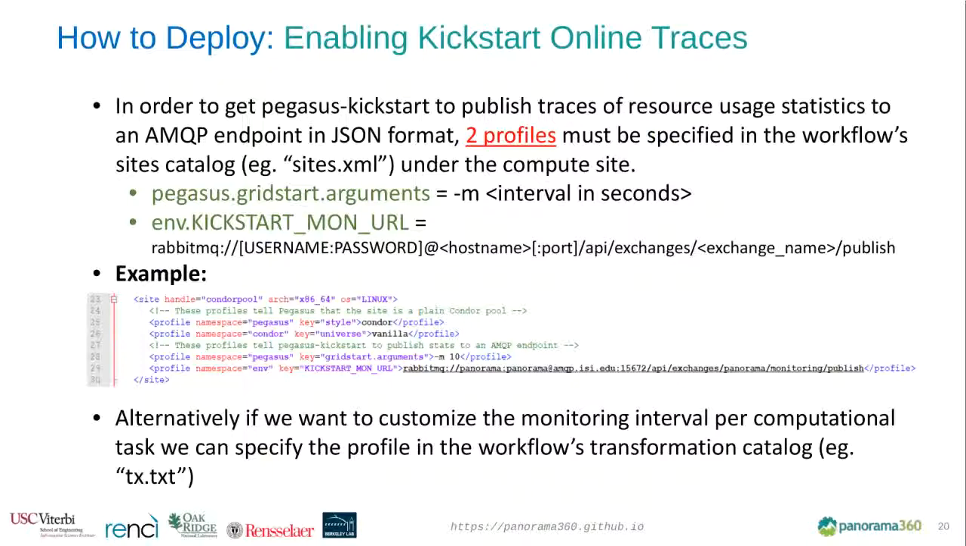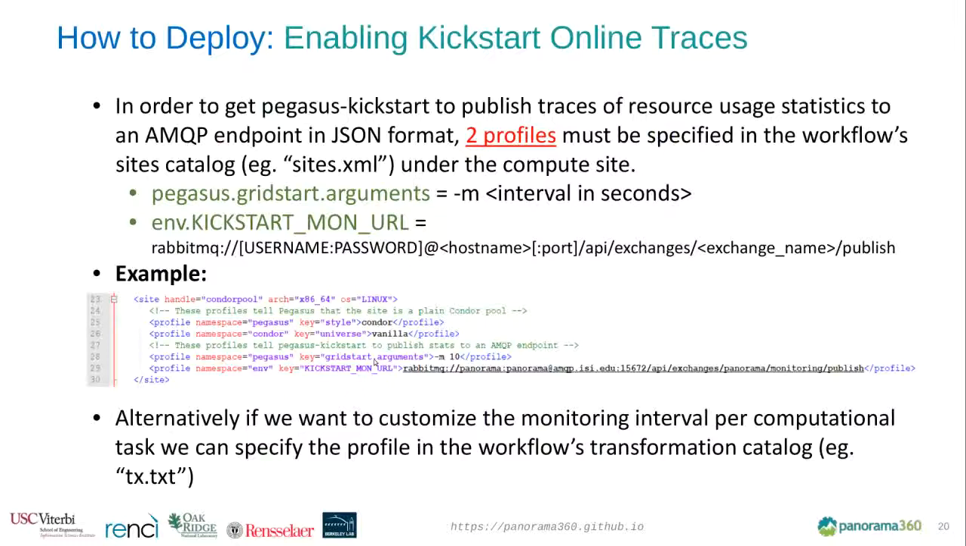The second profile that we need to specify here is called kickstart_monitor_url, and this instructs Kickstart to which RabbitMQ endpoint we want to publish our events. This endpoint looks different than the previous ones, and that's because we're using the actual REST API of RabbitMQ in order to publish these statistics. We're not connecting via a client. An example of this can be found below.